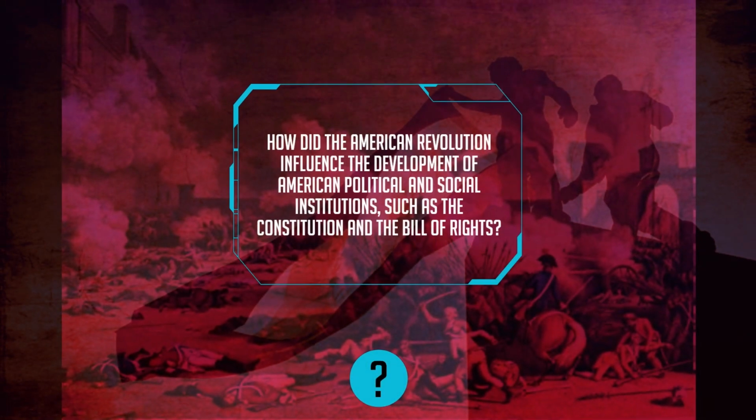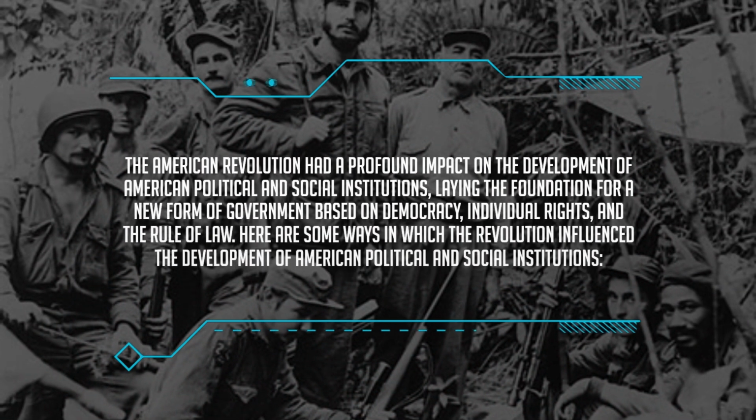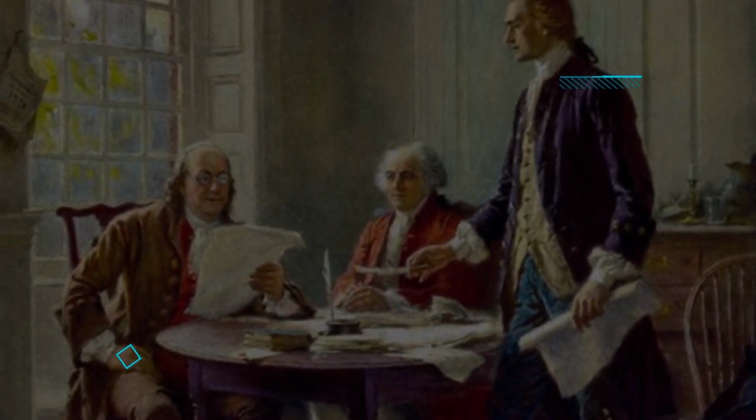How did the American Revolution influence the development of American political and social institutions, such as the Constitution and the Bill of Rights? The American Revolution had a profound impact on the development of American political and social institutions, laying the foundation for a new form of government based on democracy, individual rights, and the rule of law. Here are some ways in which the Revolution influenced the development of American political and social institutions.